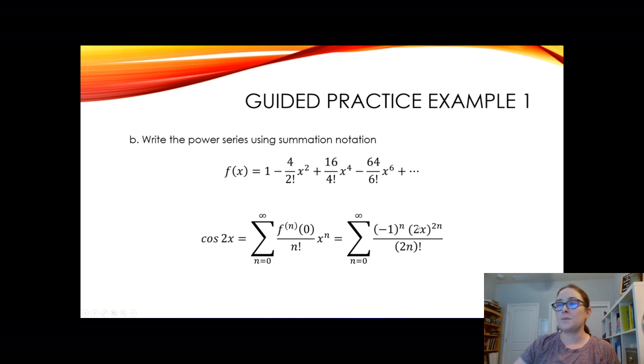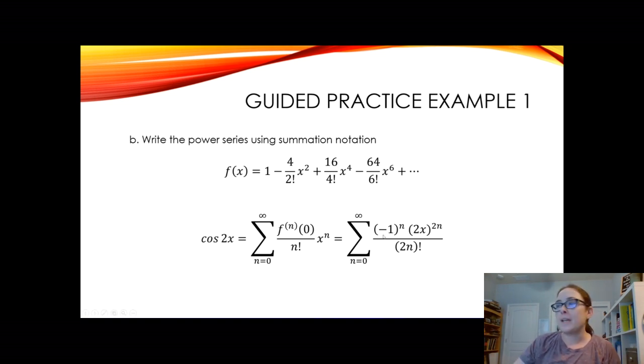I ended up just writing 4 as 2 squared. So I was able to write these together as 2x to the 2n. And then there's that factorial being even and the alternating sign. Now this is a tricky thing. You want to give yourself time when you're developing these. It's a lot of identifying those patterns, putting the pieces together, and then testing it out.